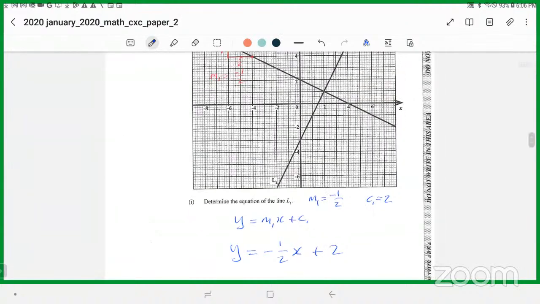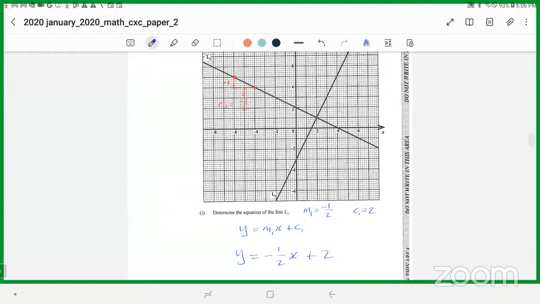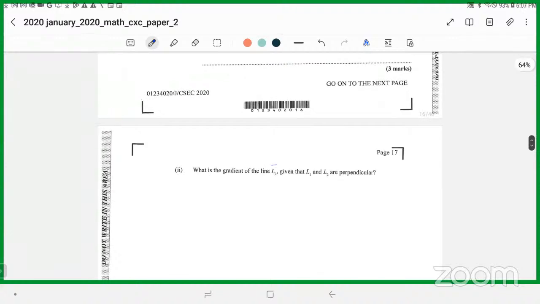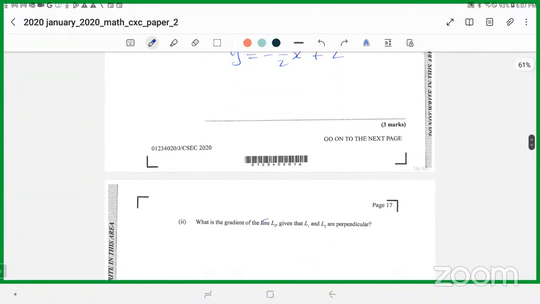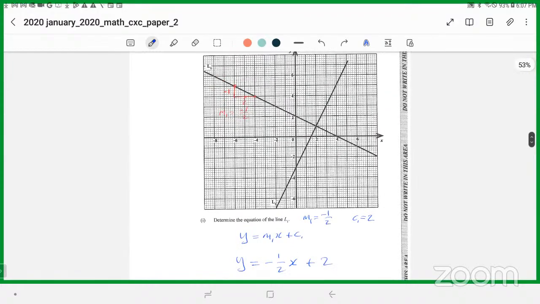Simple as that. The graph is there. Pull information off the graph. All right, next one. It says, what is the gradient of line 2, given that they are perpendicular? You can get the gradient from the graph as well. So I can look at the graph and get the gradient of line 2, but given that it's perpendicular, let's confirm what it is.